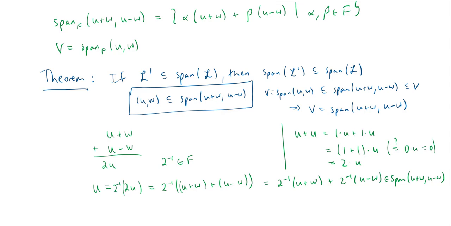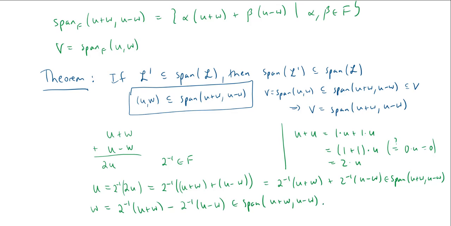Okay, well now we just need to get w in the span as well. And the way we do that is almost identical. Instead of adding these together, I'm going to subtract them. When I subtract them, u minus u will be 0, w minus negative w will be 2w. So I'm just going to get here almost the same thing. 2 inverse times (u plus w), but now minus 2 inverse times (u minus w), which is again in the span of u plus w, u minus w.